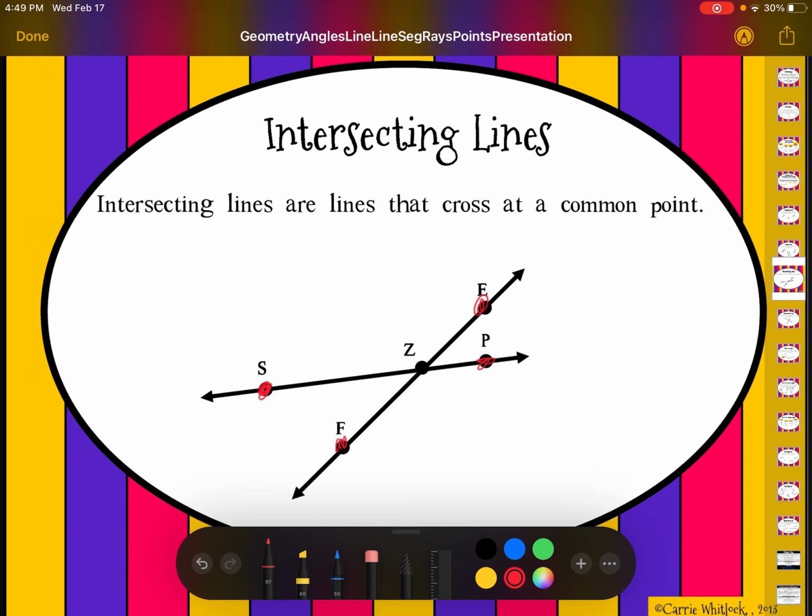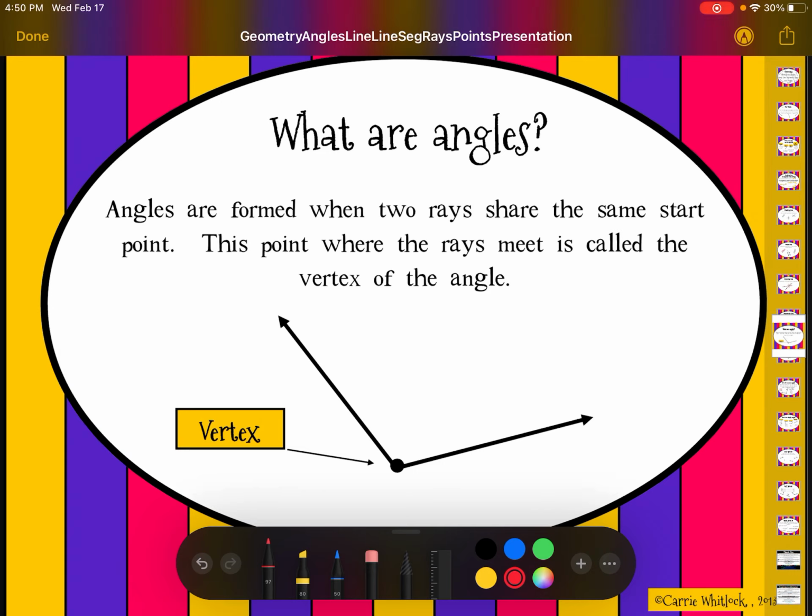So what are angles? Angles are formed when two rays share the same start point. Remember, we said that a ray has a start point, and then in one direction it goes off endlessly. So this time we just have two rays that have that common starting point, right? This point where the rays meet is called the vertex. The vertex is that common point where they meet or start.